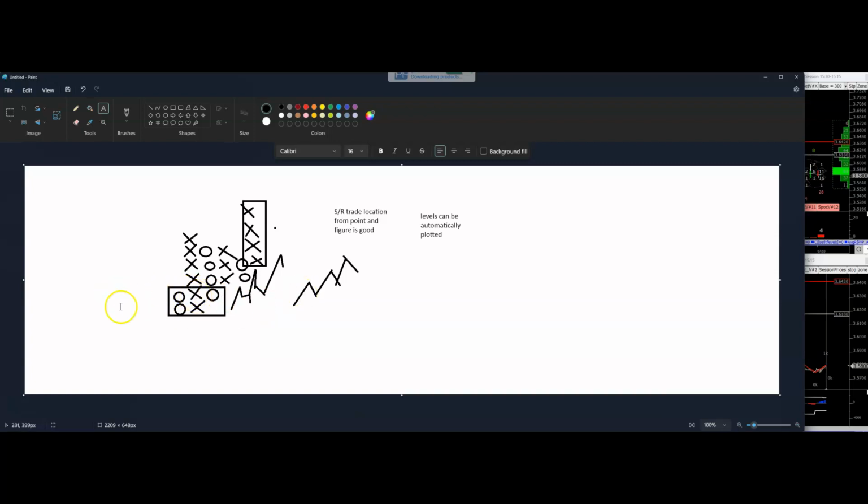You don't need to do levels all over the place. They can be automatically plotted in a way that is much more difficult or challenging on waves and on the bar chart or candle chart. Much more challenging. So this is a big benefit of point and figure. If you don't know about point and figure, go look it up.